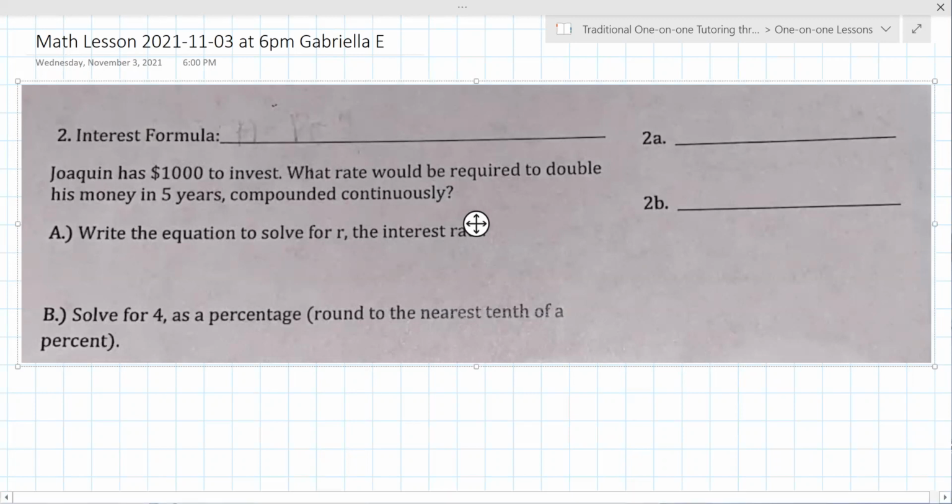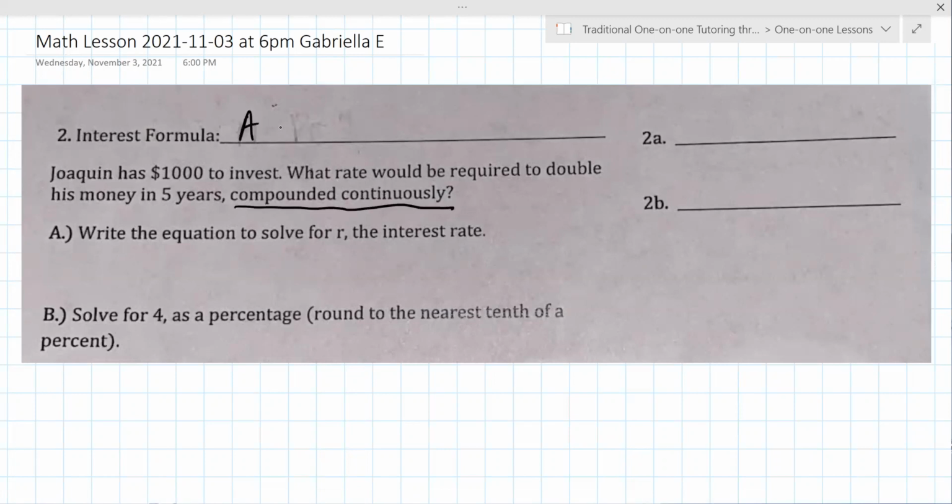So Joaquin has $1,000 to invest. What rate would be required to double his money in 5 years, compounded continuously? There's actually no such thing as continuous compounding, but they do it in this class. In real life, you never get that. That is the formula. It's not really the interest formula, it's the compounding formula. I don't really know what your instructor wants there, but write the equation to solve for r, the interest rate. I'm just going to jump to how to do this particular question.